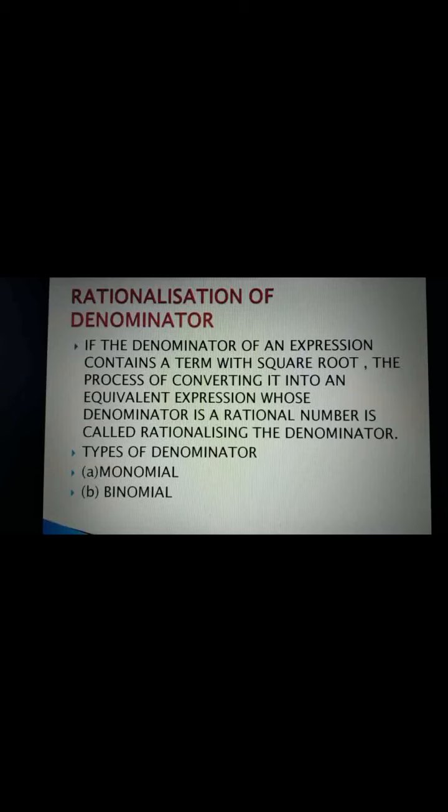Children, we have learned in this topic two types of denominator. One in which we have a monomial as a denominator. Monomial means having only one term in the denominator. And the second one is binomial, having two terms in the denominator. Now let us discuss a few examples that illustrate the whole process of rationalization.